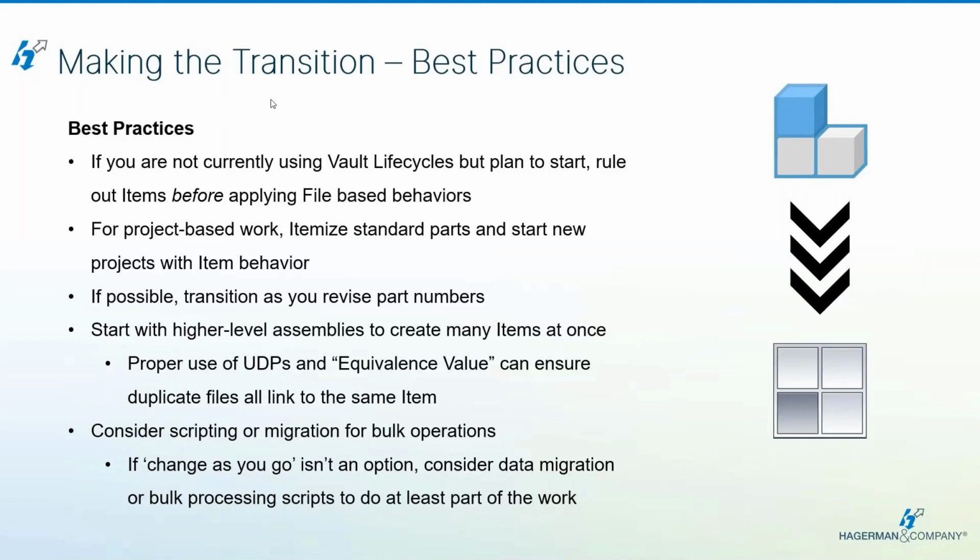But if you've got a lot of behaviors you need to change, like a ton of files and it's complex, if change as you go isn't quite an option, you can use some bulk data migration tools that we could help you with here at Hagerman, some scripting to help change behaviors of things in Vault. So if you're not sure, like if you really want to use items, but you're concerned about the difficulty of making this transition, we can talk one-on-one to help you understand what it would take to move to items and give you some recommendations on the best way to get there.